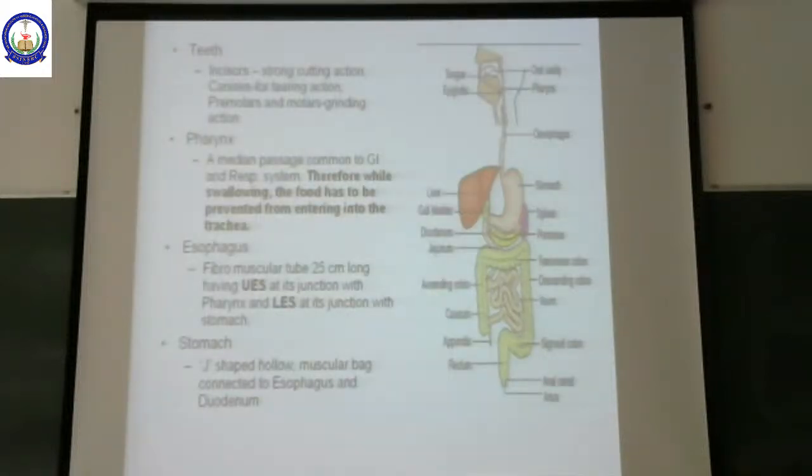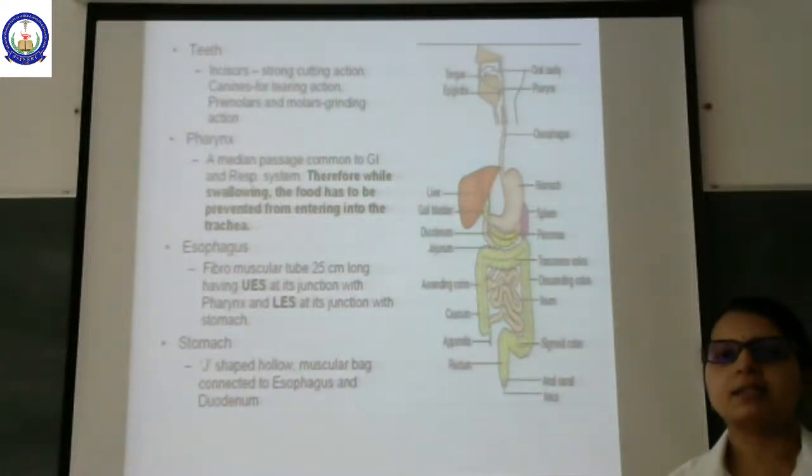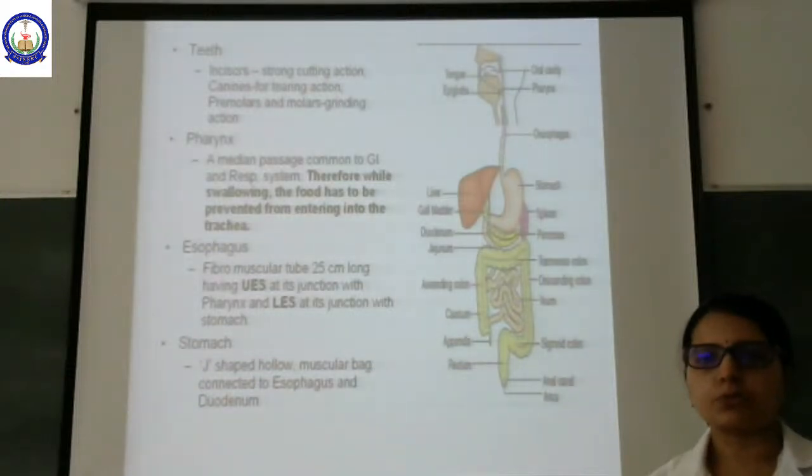Teeth. What are the functions of teeth? We have different types of teeth: incisors, canines, molars, and premolars. So incisors are the front teeth. They are strong and they are cutting in action. Okay, they help in cutting some of the hard food. Then canines, canines for tearing action. So in humans, the canines are not so well developed, they are not so prominent.